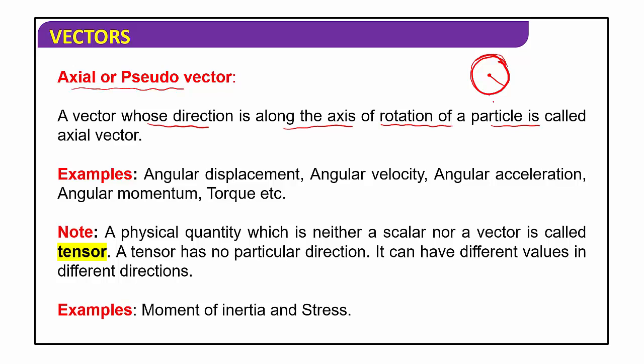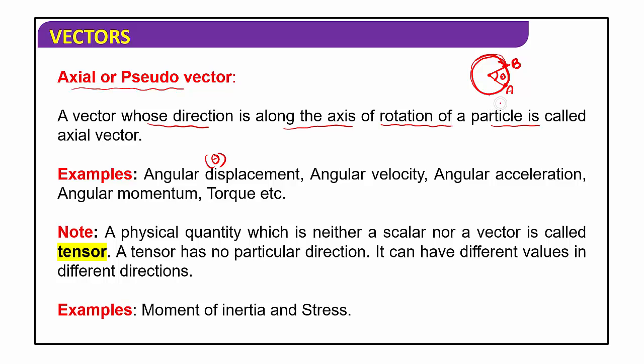For example, angular displacement. Angular displacement is denoted by the symbol theta. For example, the particle is moving from A to B, which gives a certain angle denoted by theta. Theta is the angular displacement, the angle described by the particle about the axis of rotation, and this is an axial vector because it is along the axis. Why are we going to call it a false vector or pseudo vector?